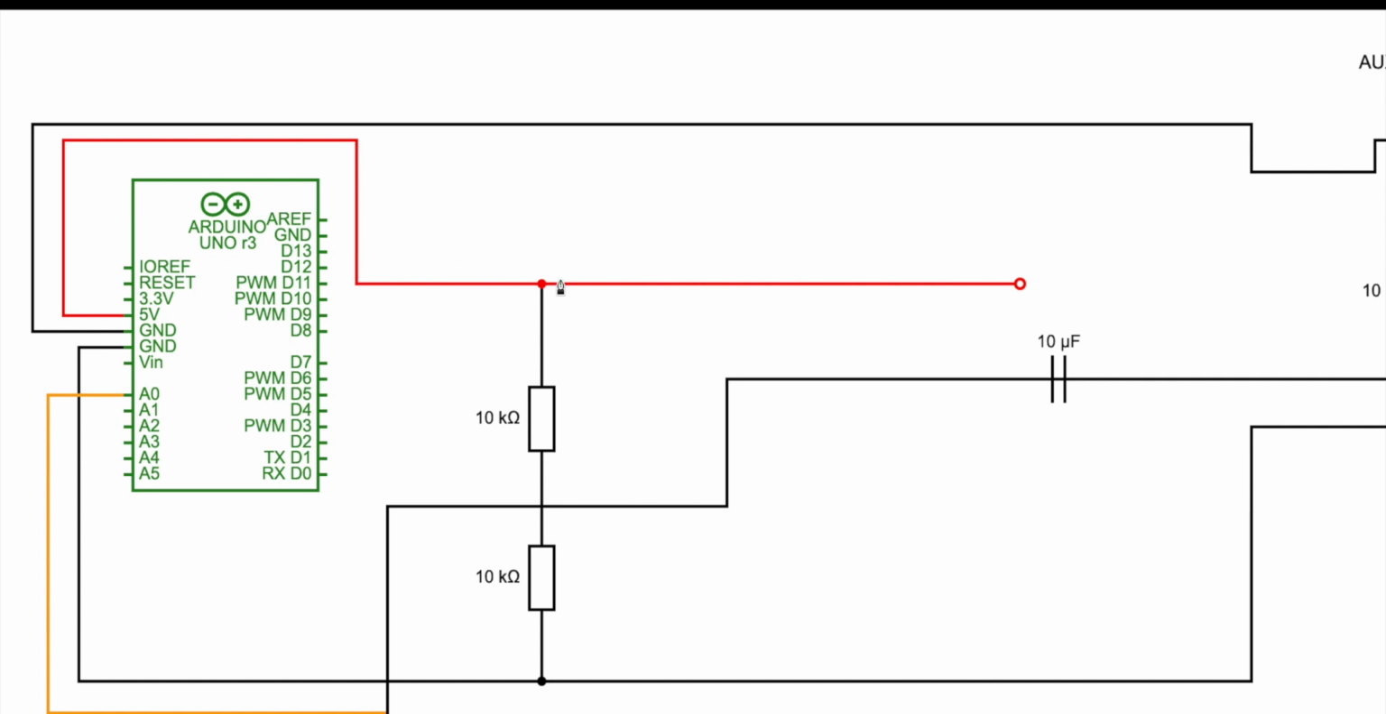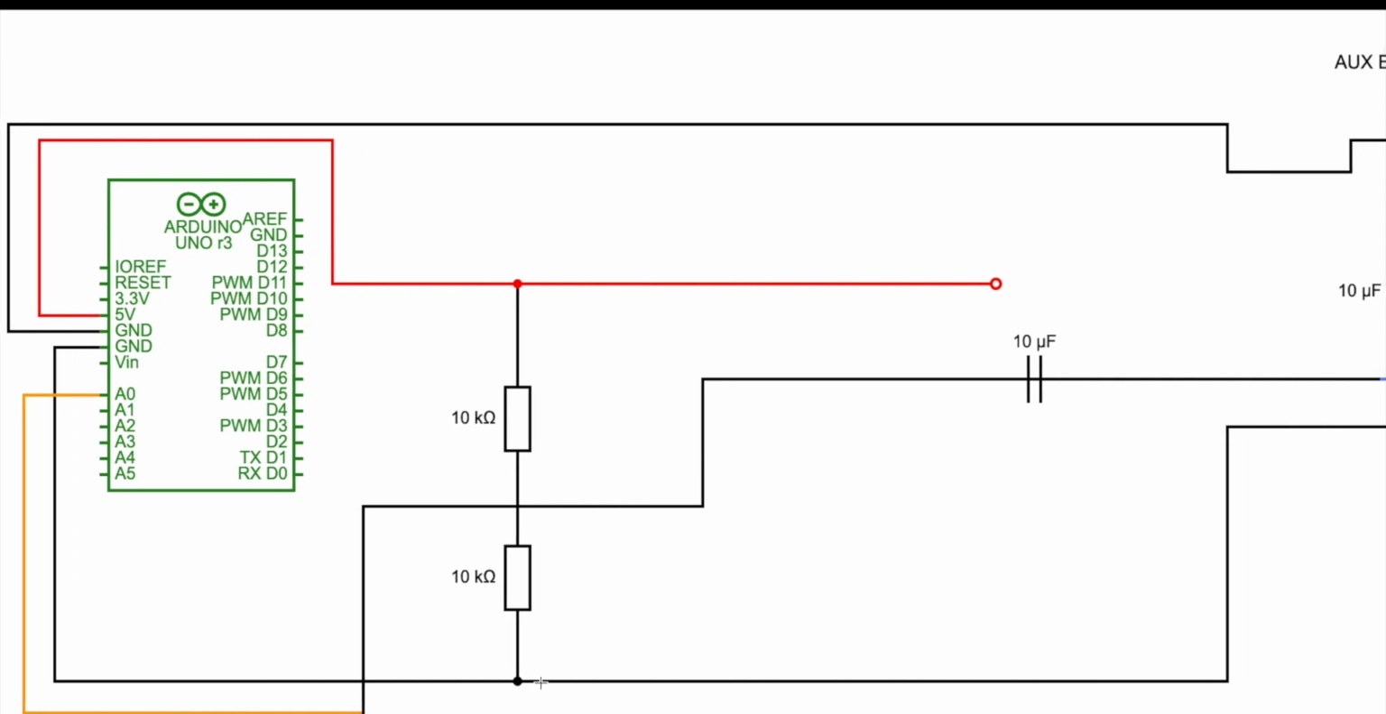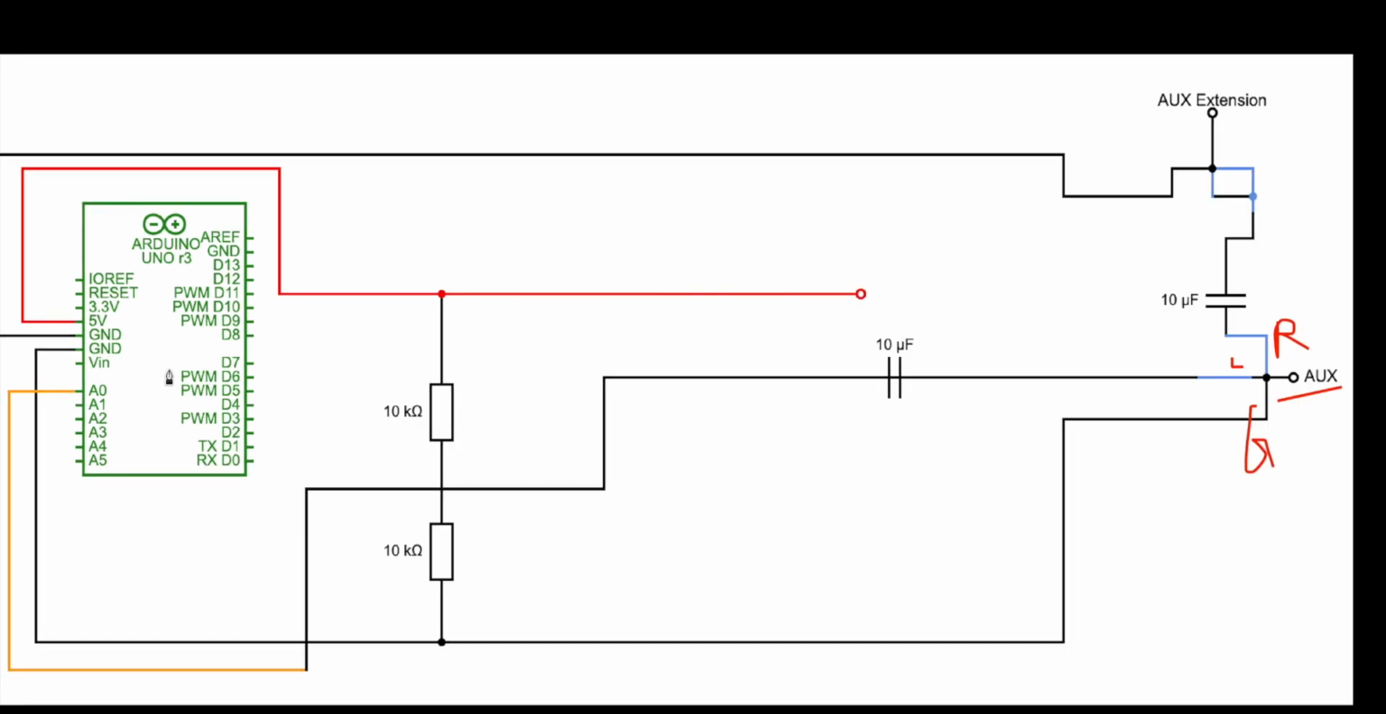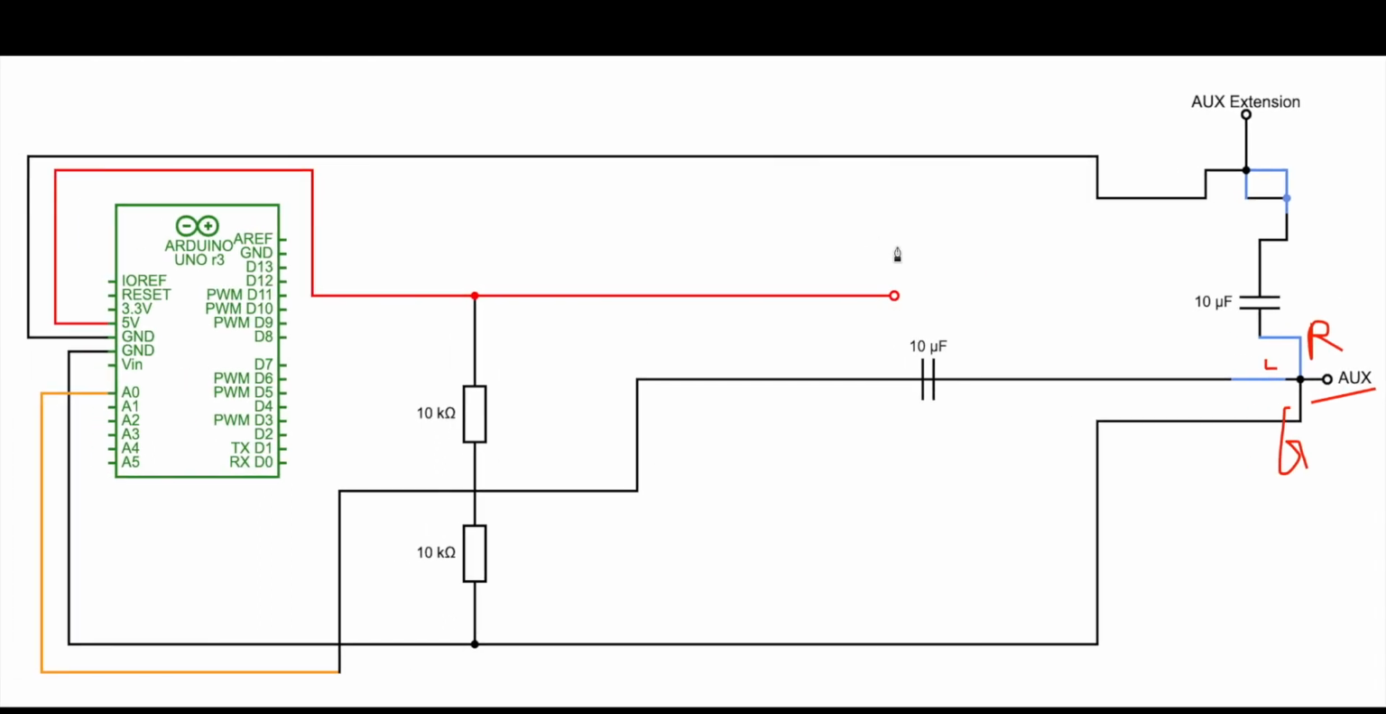Build this circuit. This is the 5 volt pin. Connect one resistor to 5 volt, and the other end to the aux cable, and the other end from the aux cable to the ground. And remember, the aux cable ground should be connected to the ground of the Arduino. You can take a screenshot of this, and from the left and the right signal goes, here's the stereo extension jack of the aux cable. Here's the left, this is the right, and this is the ground.